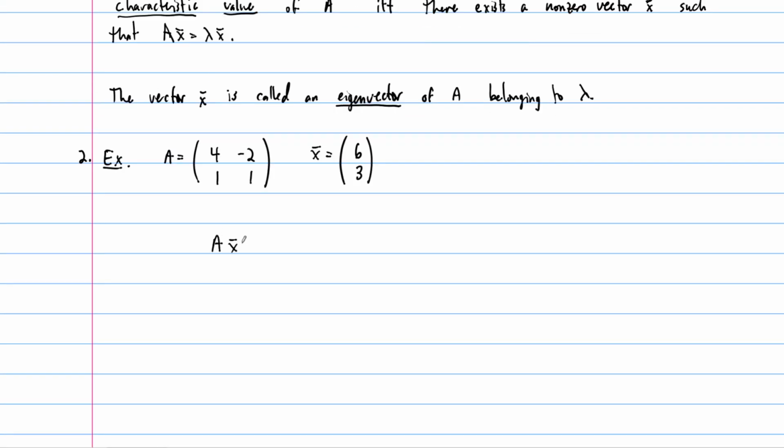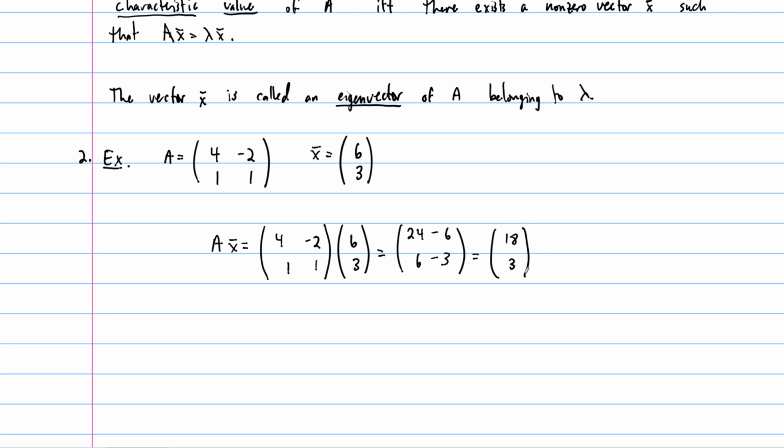So if we multiply A times x, we're given the vector, and we just want to observe. This is our first example. We multiply this out. Obviously, the product of a 2 by 2 matrix with a 2 by 1 vector is going to be another 2 by 1 vector. And when we work this out, this is going to be 24 minus 6, and then 6 minus 3. So this is then going to be 18, 3 for the entries in this vector. Then 6 plus 3, which is 9, right?